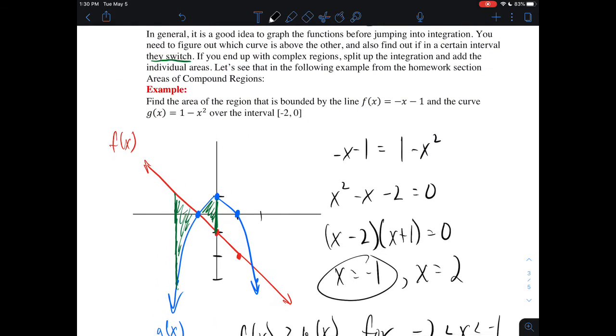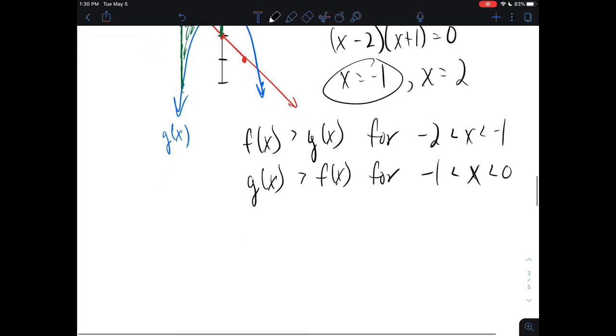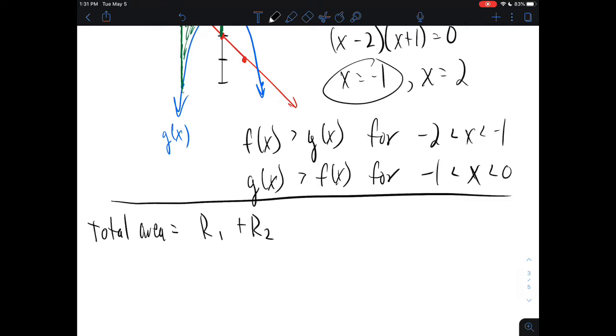All I'm going to do is just split up my integration. I'm going to have an area for one region, we can call this R1, and an area for the other region, R2, and then I'm just going to add them up. So the total area is equal to the area in region 1 plus the area in region 2.